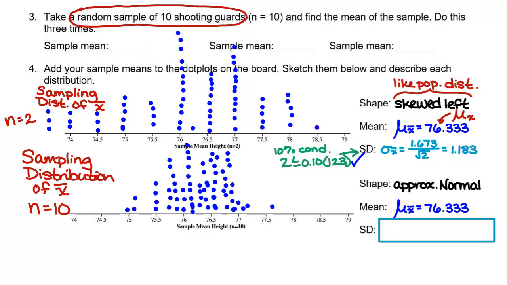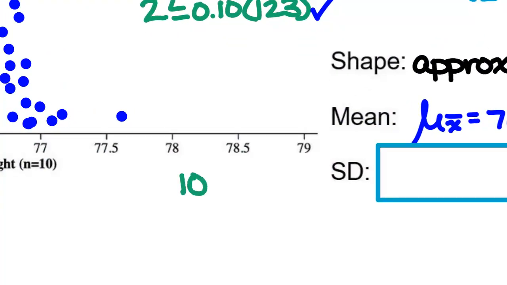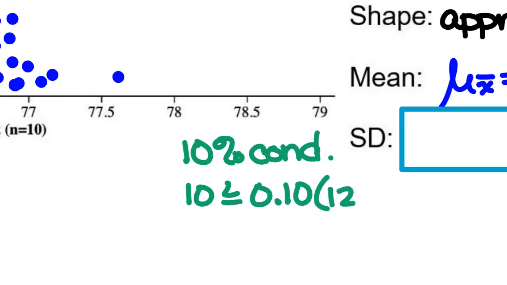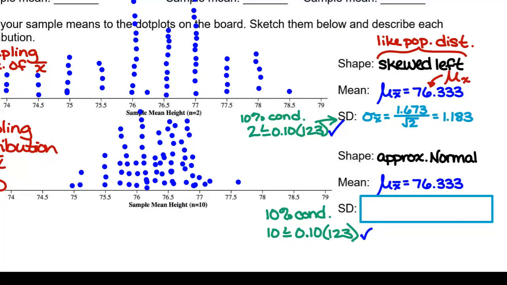Standard deviation. Before we can actually calculate the standard deviation, what do we need to check? 10% condition. Do we pass it this time? Barely, but yes. We have 10 is less than or equal to 0.10 of 123. What is 10% of 123? 12.3. And we have something smaller than 12.3, so we're good there. So how do you calculate the standard deviation now that we know that we can? Would it be the same as the other one? Is it still going to be 1.18?